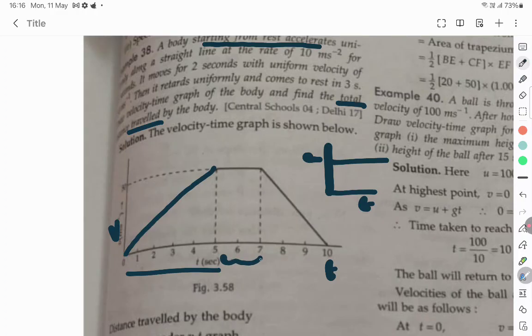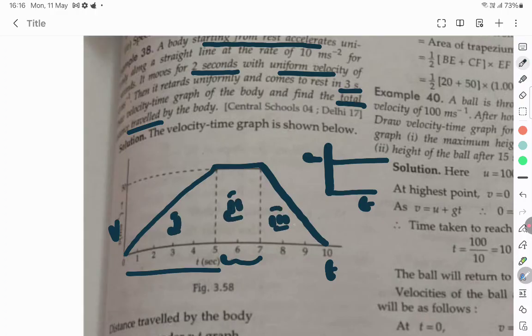After that, from 5 to 7 seconds, can you see it moves 2 seconds with uniform velocity. Then after that, it takes 3 seconds to come to rest. It's going to decelerate. So the velocity time graph is like this. So you complete this graph and find the area of the triangle plus the area of the rectangle plus the area of this triangle, which will give you the total distance moved by the body.